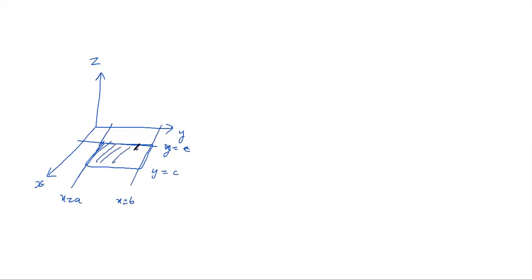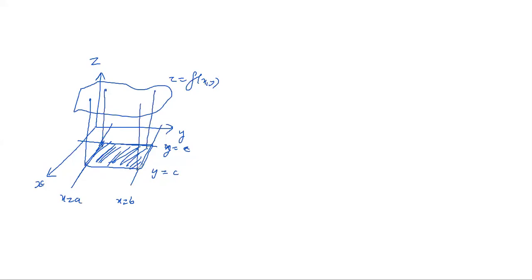So this area is your domain, and if you have a surface that looks like z is equal to f(x,y), you take the image of these 4 points, and whatever you get, this surface is the image. So this is a 3D solid which you will be manufacturing, so that is the volume.